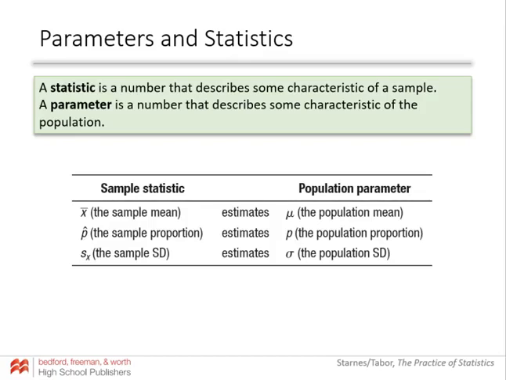Okay, so we want to make sure that we know these symbols. These are the most common ones. Mu is the population mean, P is the population proportion, and sigma is the standard deviation. We have looked at all these. These are things you may have seen, but if not, we need to make sure we know them. So x bar is a sample mean versus a population mean. P hat, which has a little hat on it, is the sample proportion, and s x is a sample standard deviation.